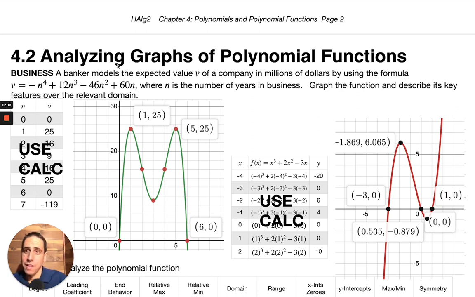Speaking of business, a banker models the expected value of a company in millions of dollars by using the formula V equals negative n to the fourth plus 12n cubed minus 46n squared plus 60n, where n is the number of years in business. No joke, this is what they actually do, and they get paid a lot of money to figure out what companies are going to get an increase in value and what companies are not. Graph the function and describe its key features over the relevant domain.